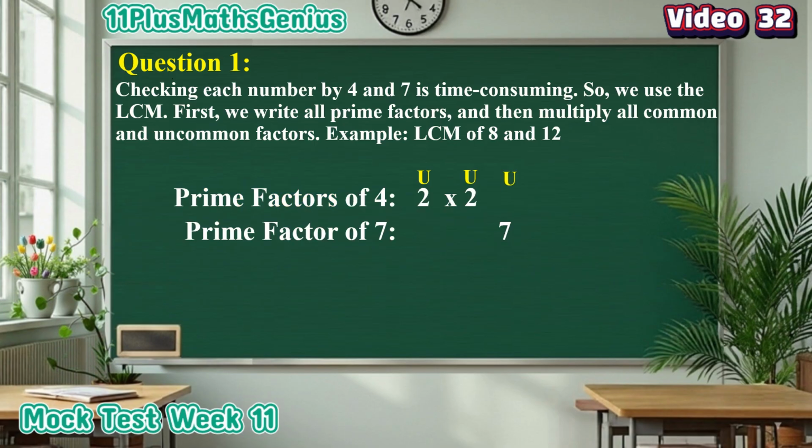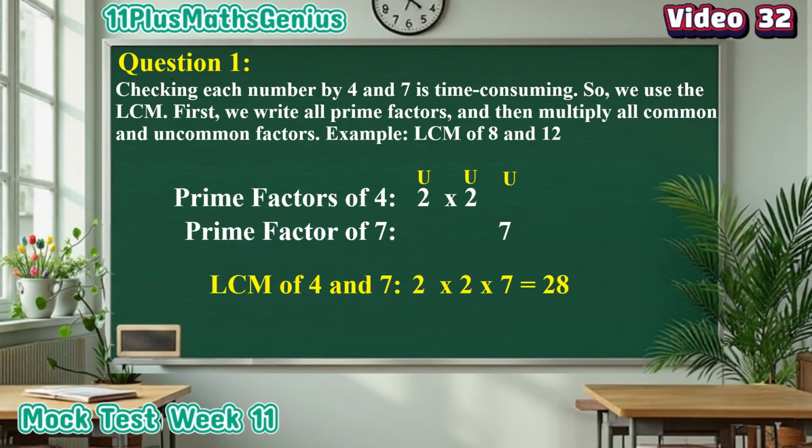In the same way, we can find the lowest common multiple of 4 and 7. The prime factors of 4 are just 2 and 2, and the prime factor of 7 is just 7. So the lowest common multiple of 4 and 7 is 2 times 2 times 7, which gives us 28.